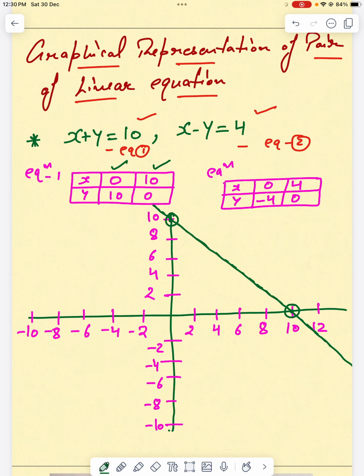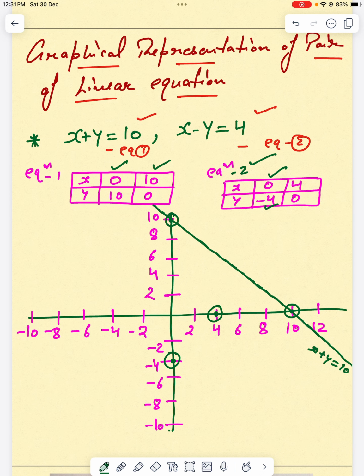So this is our equation of x plus y is equal to 10. Similarly, let's do it for equation number 2. We have the first coordinate, that is x is equal to 0 and y is minus 4, so it will be at this location. This is our first coordinate. For the second, x is equal to 4, y is equal to 0, and this is our second coordinate.